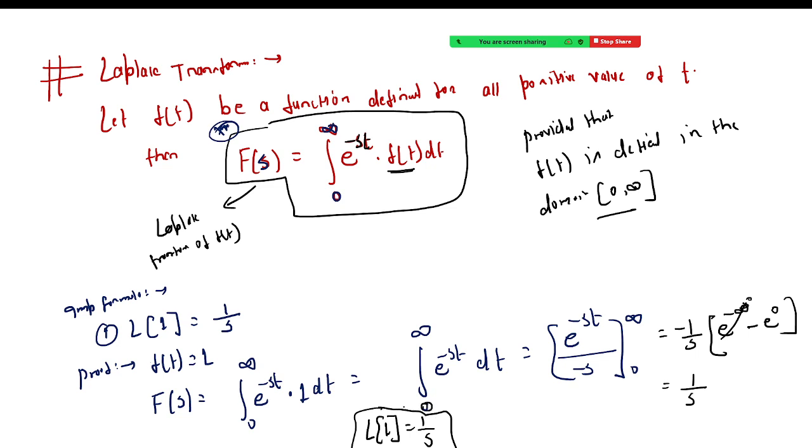This is a basic integration that anyone can do, right? But I'll suggest, there are lots of formulas in this particular topic, but once your basics are clear, if you are able to work with this particular formula, then definitely it will be very easy for you, right? So try to stick to the basics, right?